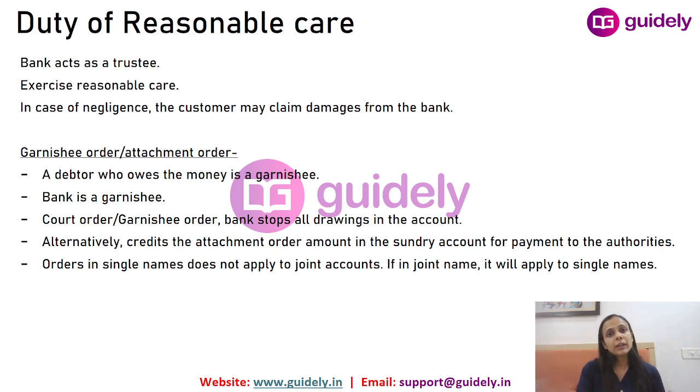Always remember that orders like garnishee orders or attachment orders, if they are in single names, do not apply to joint accounts. And if the orders are in joint names, then every single account of every individual in that joint capacity is to be marked with a lien.